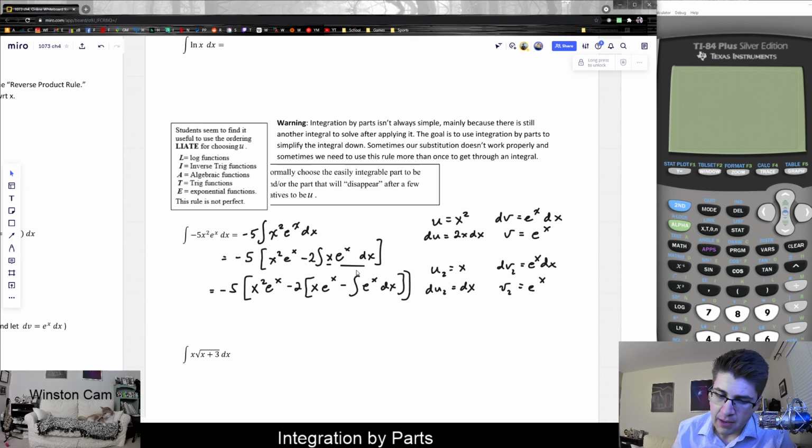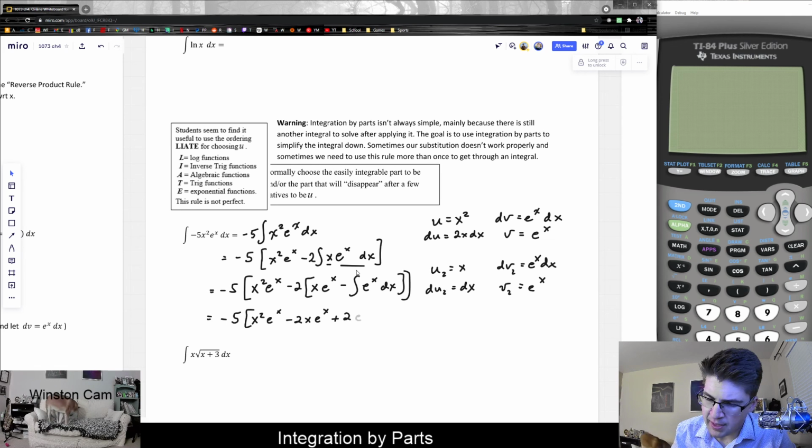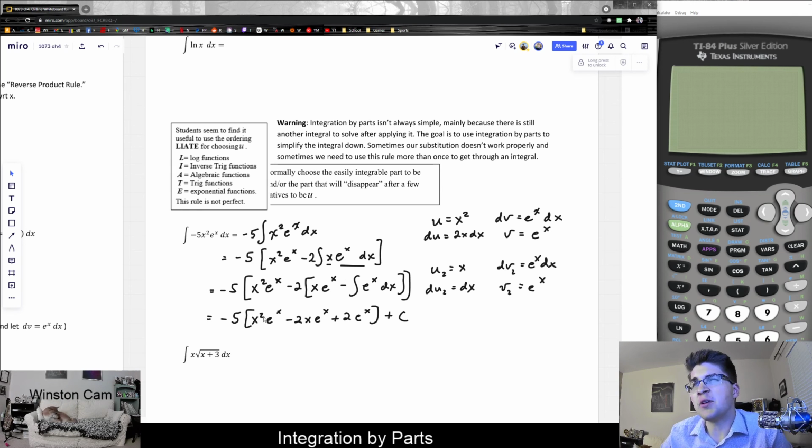Applying the final distribution here, let's start with the innermost parentheses first. We'd have -2x e to the x plus 2 e to the x. And of course, we would have plus c as well at the end. We could even distribute the -5 into there if we wanted, or leave it outside. But since I'm running out of room here, that will be good enough for now.